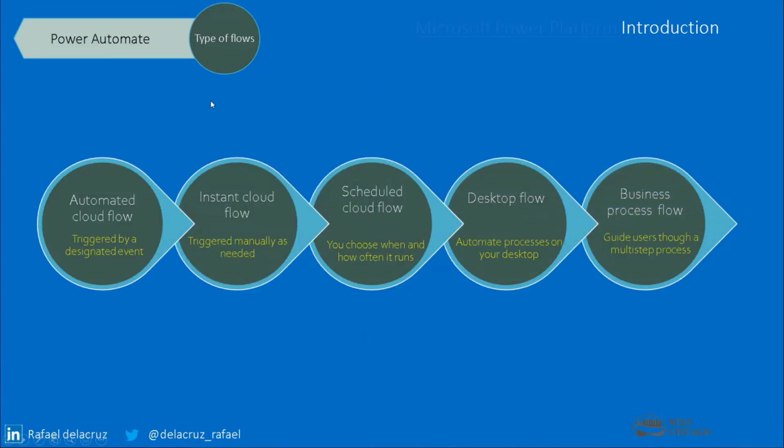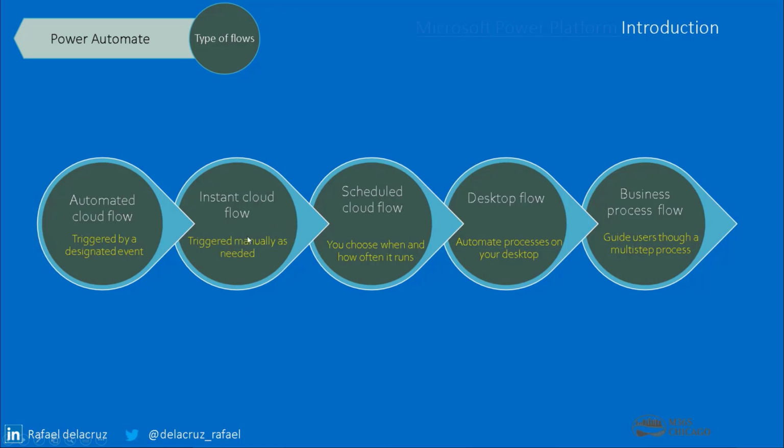So the type of flows, I mentioned this to you when I showed you the portal. I'll go 1 minute through this again. The automated cloud flow is the one that is actually triggered by an event. Something is deleted. I receive an email. I receive a message. My name was mentioned in Teams. Remind me of this based on a calendar entry that was added or whatever.